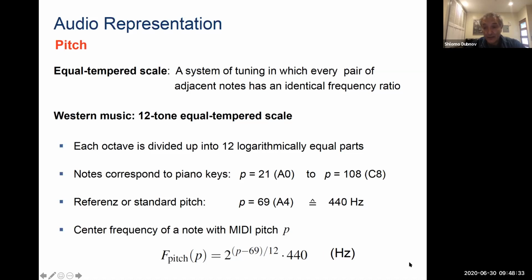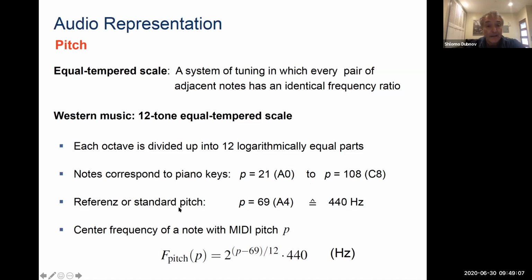So in Western music, we divide this into 12 equally spaced frequencies, or we call it the 12-tone equal tempered scale. So we have pitches that correspond to piano keys. This would be the pitch that we perceive or we notate. This is the piano key, okay?